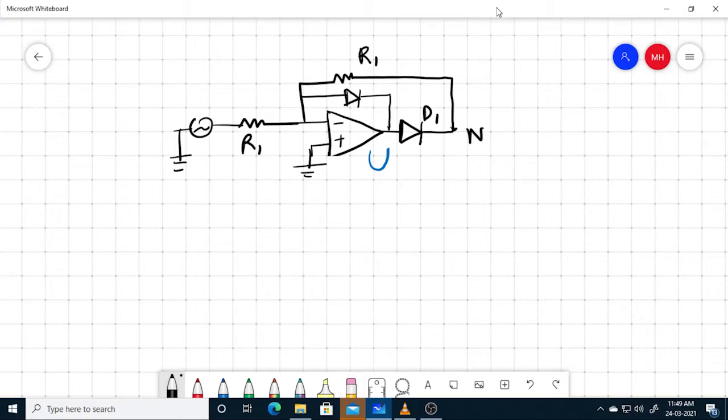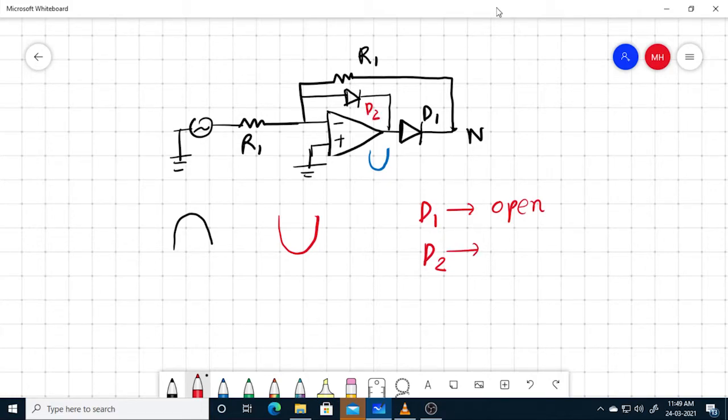Okay. When the input is high, the output is low. As the output is low, D1 is open. But here we can see that when the output is low, D2 becomes shorted. If D2 becomes shorted, the circuit will look like this.